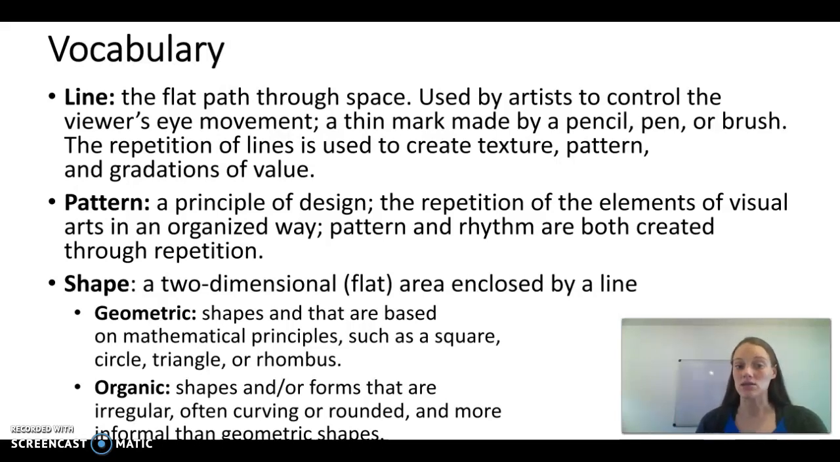And then a shape is a two-dimensional or flat area enclosed by a line. And there are 2 different types of shapes. There are geometric shapes, and these are based on mathematical rules and principles, and there are things like squares and rectangles, circles, parallelograms, triangles, all that good stuff. Those are geometric shapes. And organic shapes are everything else. They have irregular, curvy sides. You're an organic shape.